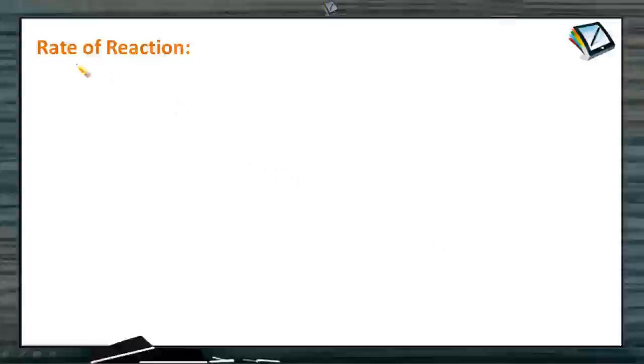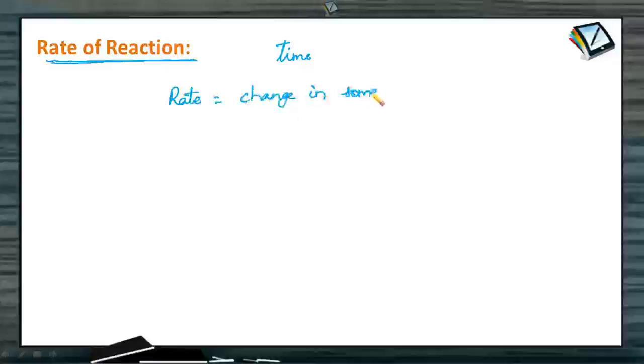Now let's understand rate of reaction. So this is a very common word which we use throughout the entire chapter. We are familiar with processes in which something changes with time, isn't it? So rate is usually expressed as the ratio of amount of change in some quantity to the time required to produce that change. Mathematically we can write like this. Rate is equal to change in some quantity upon time taken for that change.